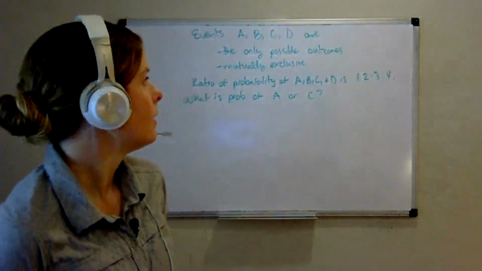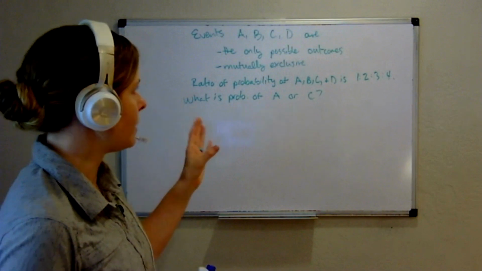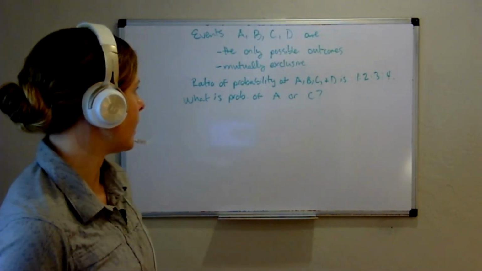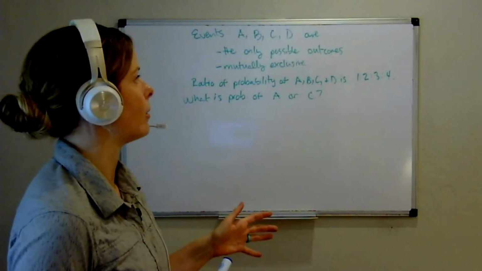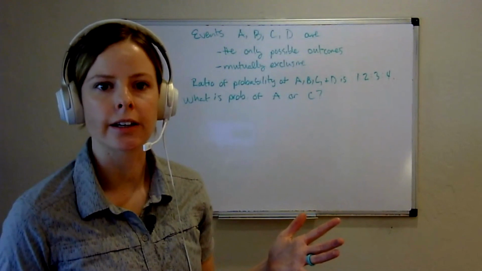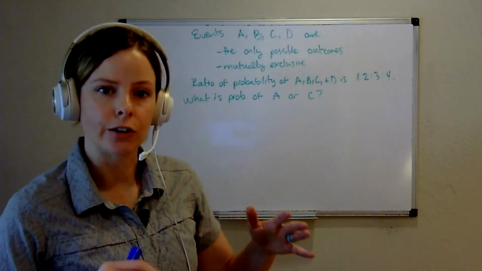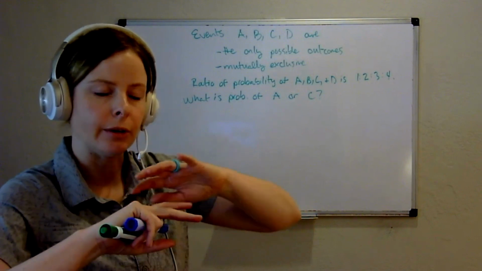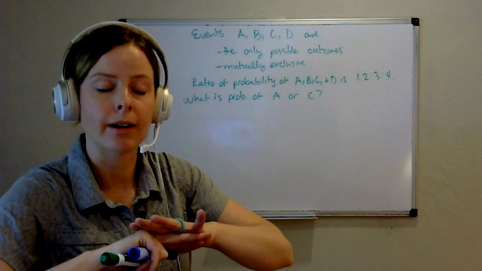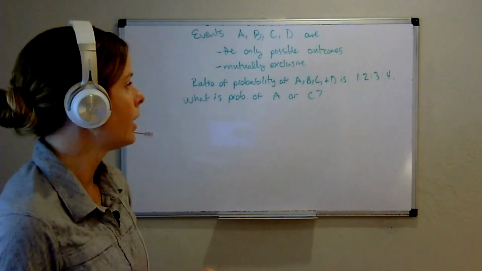All right, so what we have here is a game, and events A, B, C, and D are the potential outcomes of that game. And we learned that these are the only possible outcomes and that they are mutually exclusive. So what does that tell us right off the bat? Well, if these are the only things that can happen and there's no overlap, either A happens or B happens, there can't possibly be A and B happening at the same time, and et cetera for the rest of your options here.